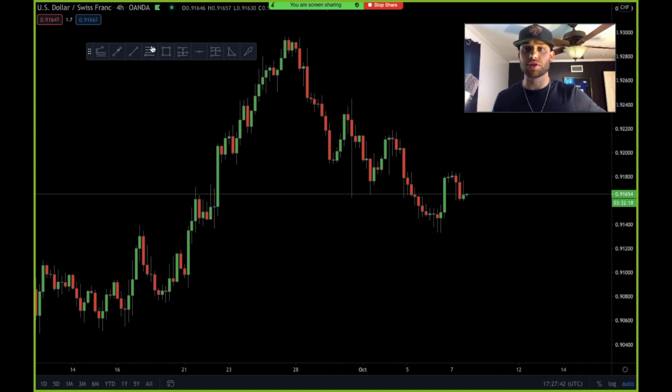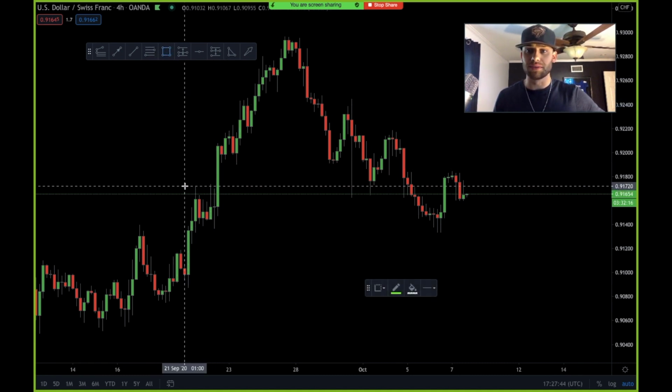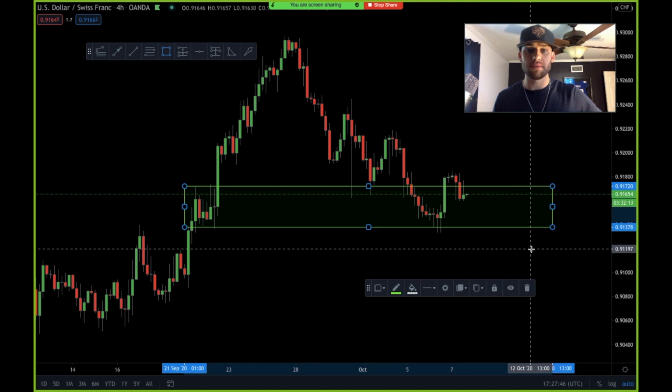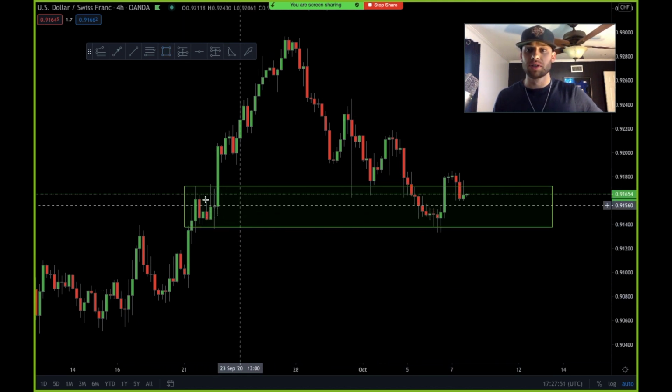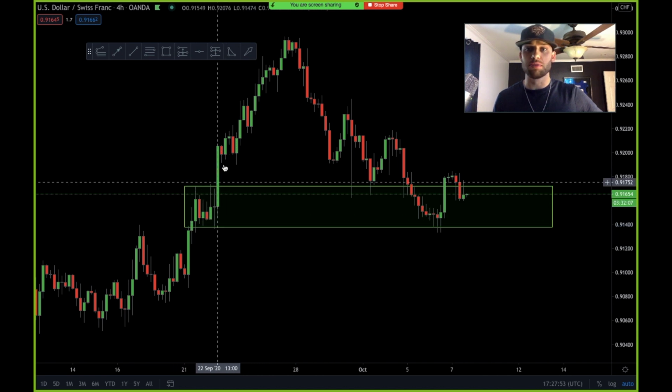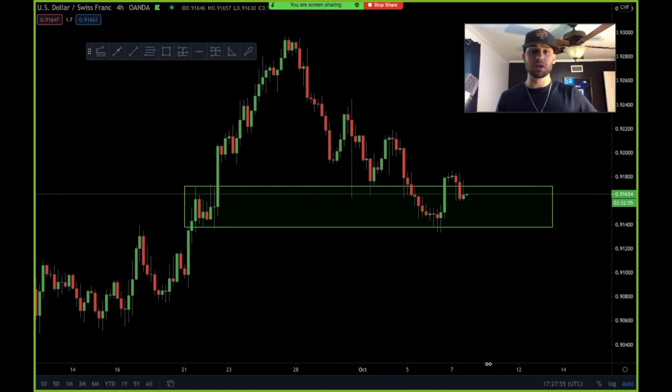What I mean by market structure is this little level of support right here. It's like a little shelf, right? The market pushed up, consolidated, and then boom, we popped up. So the buyers found some support in this level before pushing the market higher. So Confluence point number one, we've got market structure.